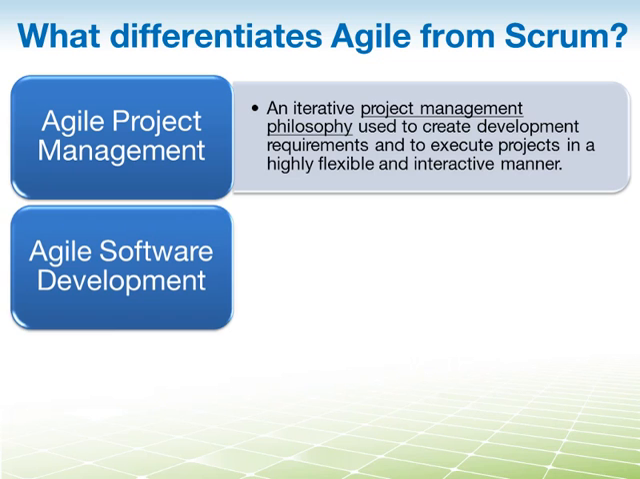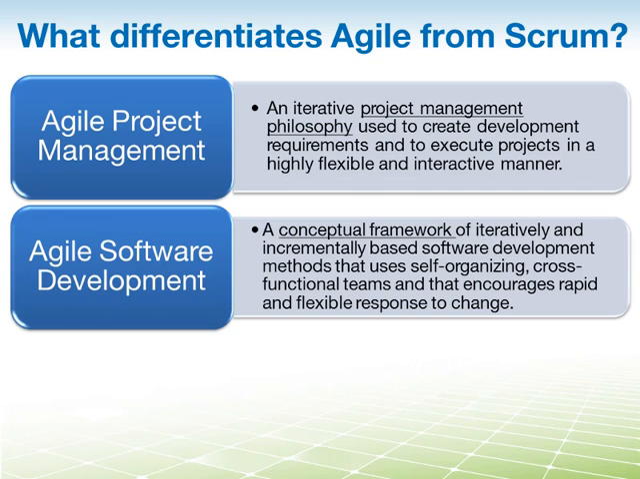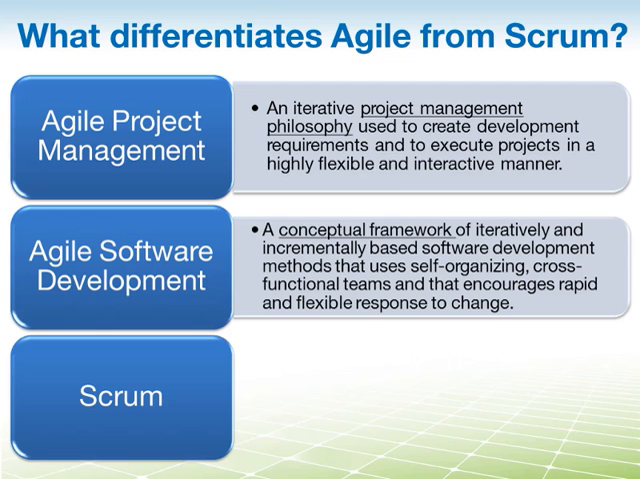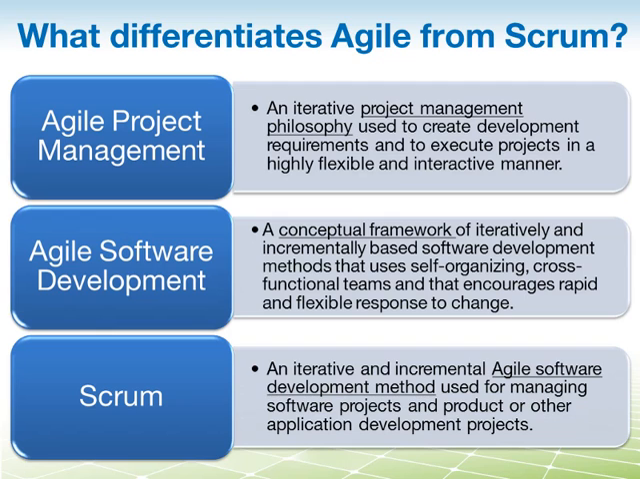Agile software development is a conceptual framework of iteratively and incrementally based software development methods that uses collaborative, self-organizing cross-functional teams and that encourages rapid and flexible response to change. And lastly, Scrum. Scrum is an iterative and incremental Agile software development method used for managing software projects, product, and other application development projects.